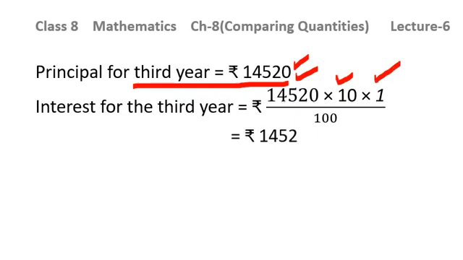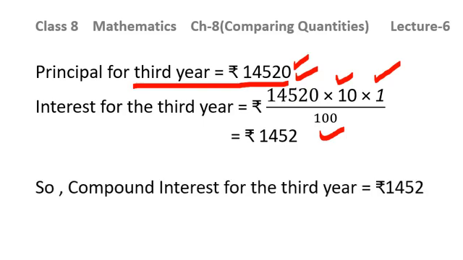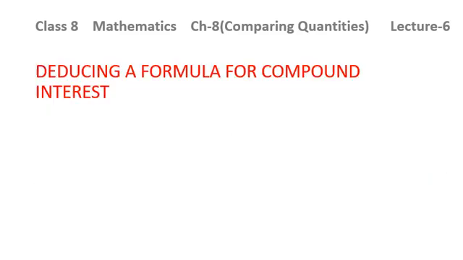So it will be 1452. So the compound interest for the third year will be 1452. I hope that with the help of this question, it will be clear to you how to calculate the compound interest for the individual years.